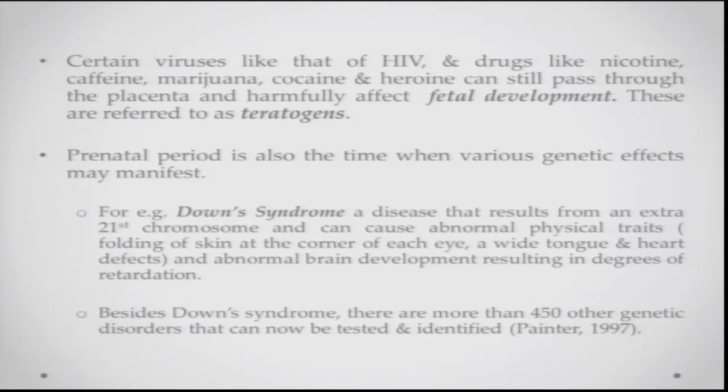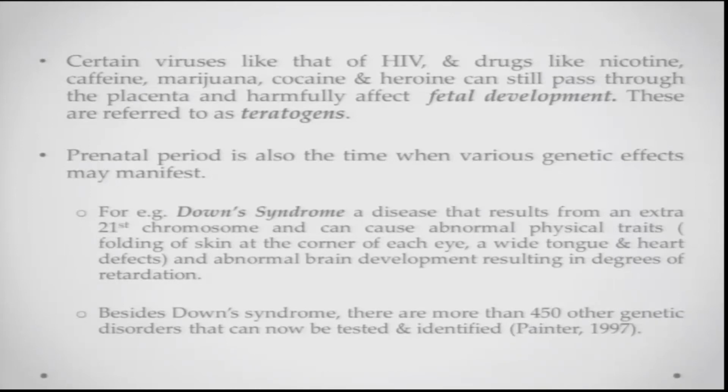Now this prenatal period is also a time where various genetic effects might manifest. For example, there is a disease called Down syndrome, and I am sure you might have heard of it. Down syndrome is a disorder that results from an extra 21st chromosome and can cause abnormal physical traits. Some of the anomalies are foldings of the skin at the corner of each eye, a tongue much wider than normal, and defects with respect to how the heart is supposed to function.